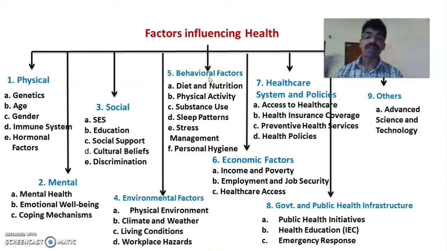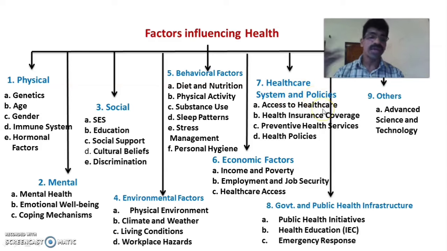Fifth one is behavioral factors. Under that, diet and nutrition, physical activity, substance use or abuse, sleeping pattern of the person, stress management, and importance given to personal hygiene, etc. we have discussed as sub-factors for behavioral factors. The sixth factor is economic factors: income and poverty, employment and job security, and healthcare access for the public. The seventh major factor is healthcare system and policies.